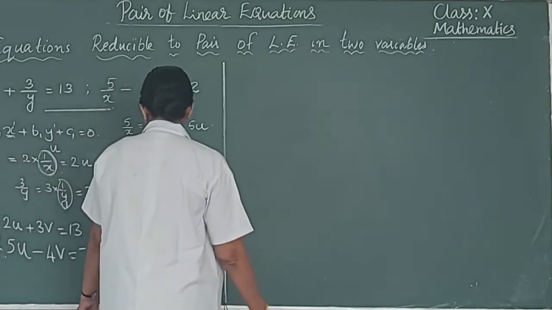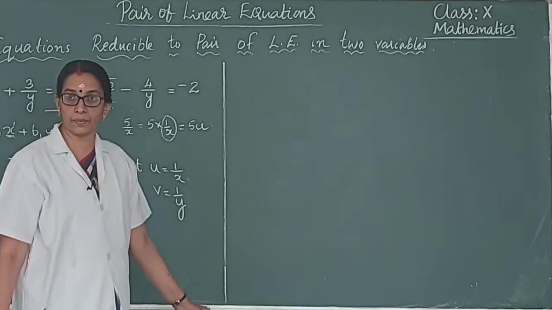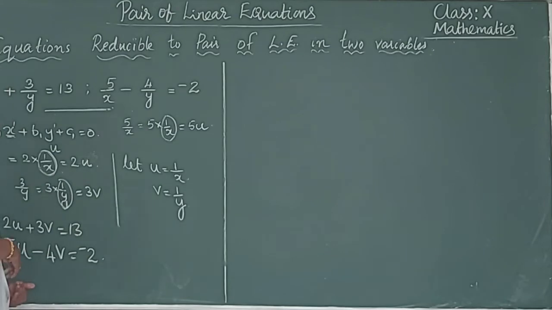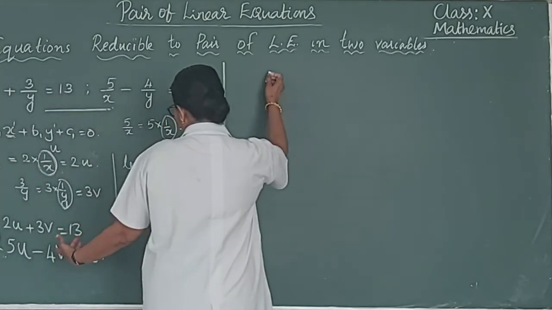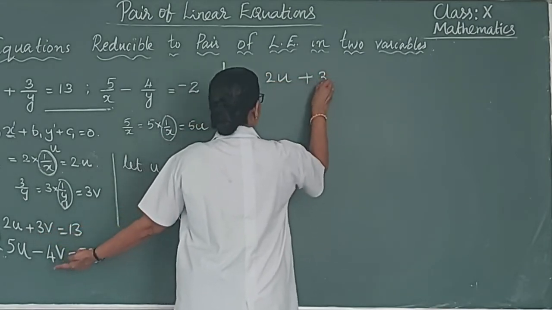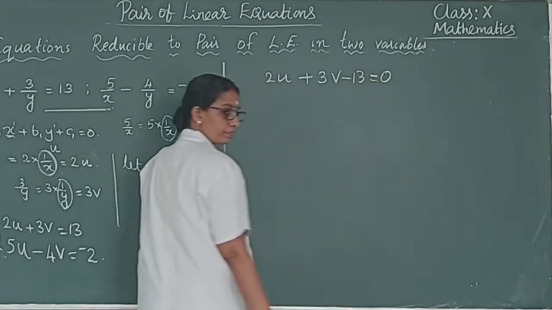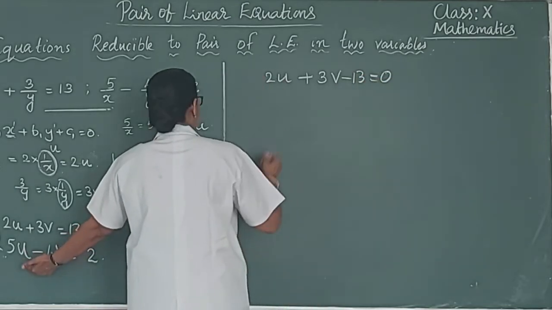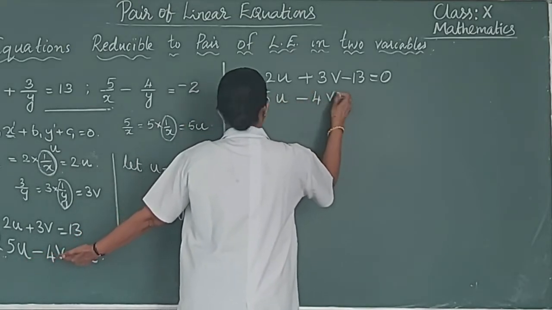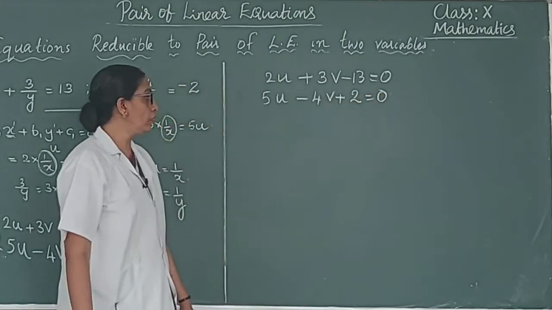Okay, so for the cross multiplication method, what is the first step? We have to write the equations in standard form. So I am writing the equations in standard form. 2u plus 3v minus 13 equal to 0. Then the second one, 5u minus 4v plus 2 equal to 0. Now what do we have to do?